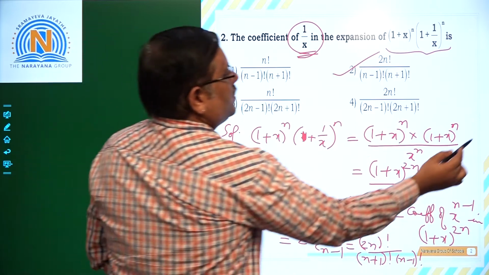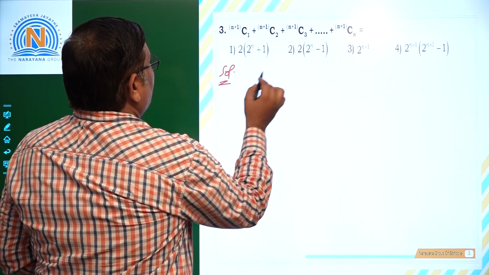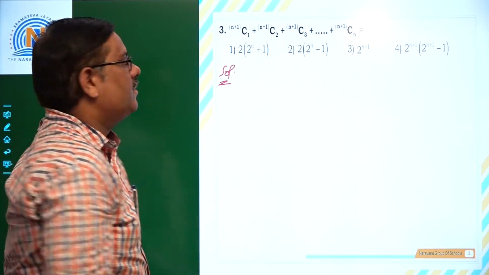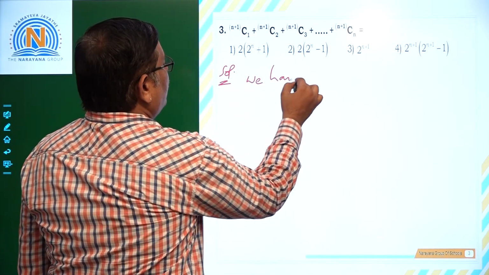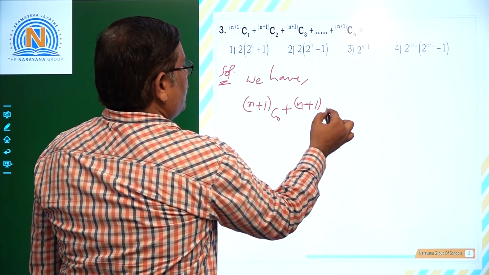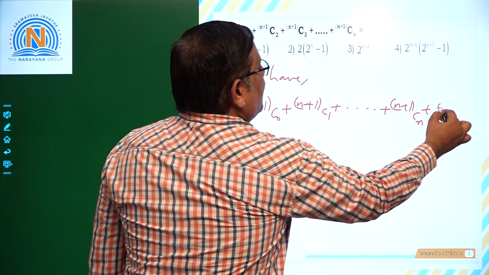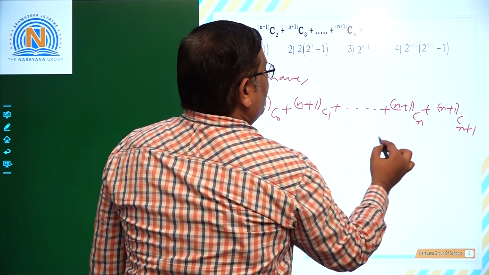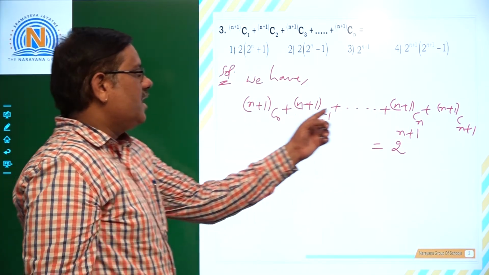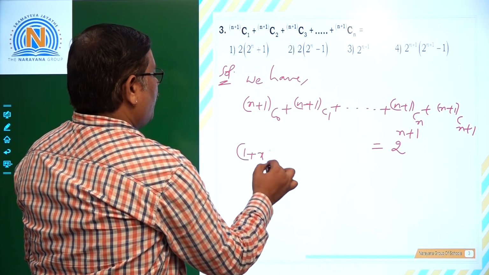Okay? Now let us see the next question. n plus 1 C1 plus n plus 1 C2 plus n plus 1 C3 plus and so on plus n plus 1 Cn is how much? Here we can write one thing. We have n plus 1 C0 plus n plus 1 C1 plus and so on plus n plus 1 Cn plus n plus 1 C(n plus 1), that is going to be 2 to the power of n plus 1. So its entire value becomes 2 to the power of n plus 1. How do you get it? By simply taking the (1 + x)^(n+1) expansion.